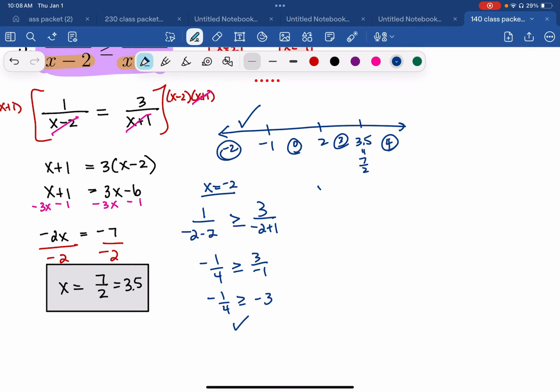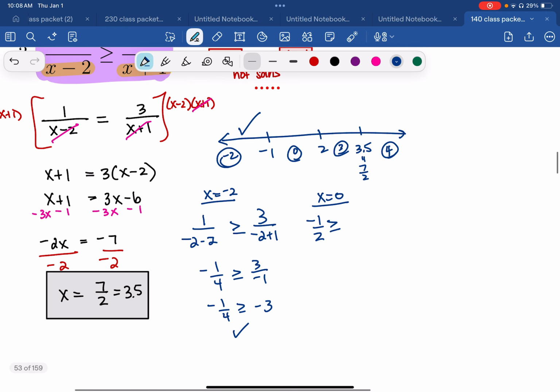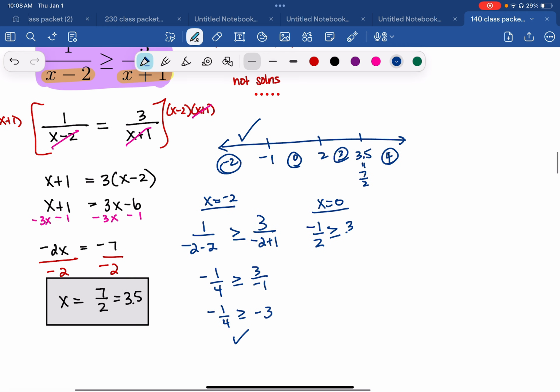Now, when we plug in 0, we get -1/2 is greater than or equal to 3 over 1. So -1/2 greater than or equal to 3. That one's not true. So we don't want that one.